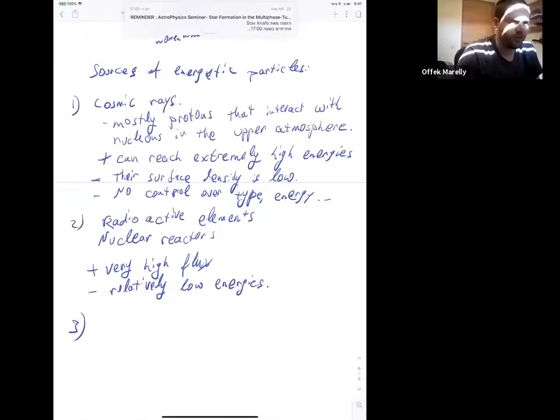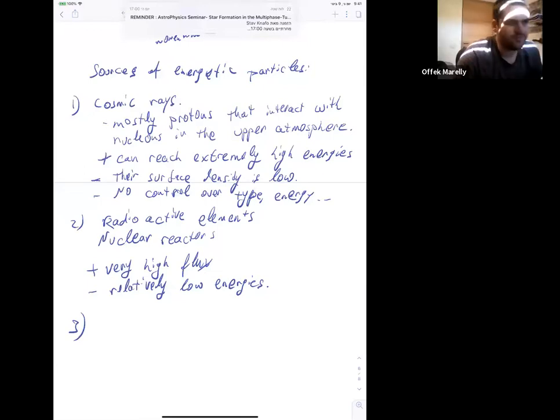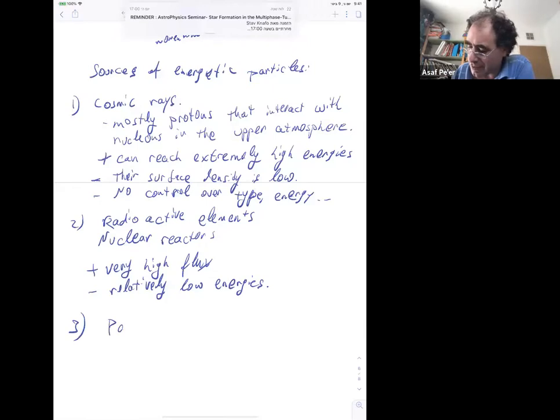Particle accelerators? Again, what did you say? I did not hear very well. Particle accelerators? Oh, exactly, very good. Particle accelerators.